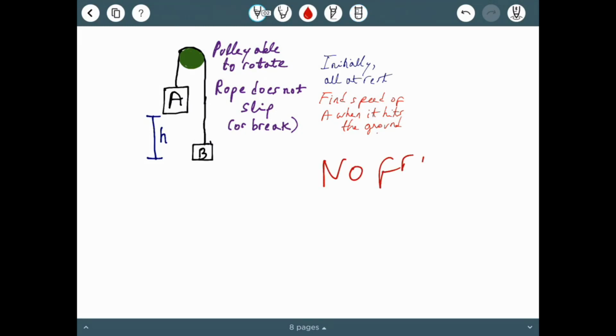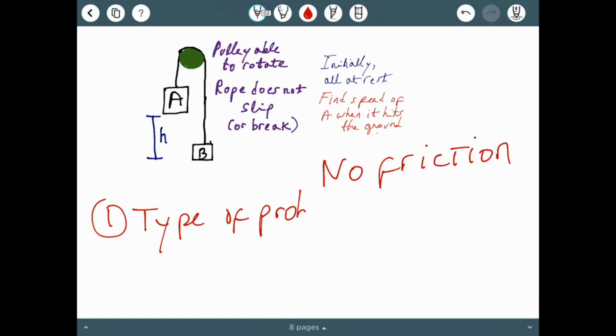They tell you that there is no friction, and like every other physics problem, the first thing you have to ask yourselves is, what type of problem are we dealing with? F equals ma will be far too complicated for this, so we're going to use energy to solve this problem.